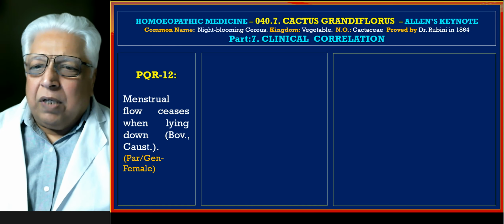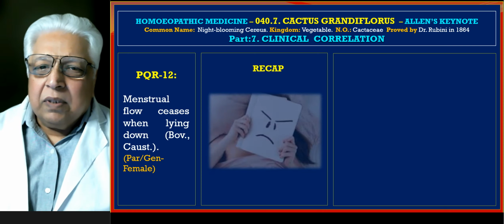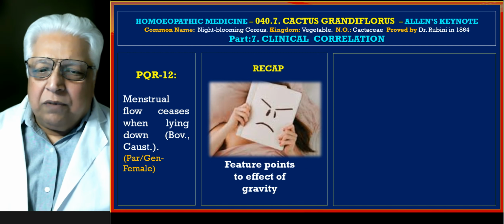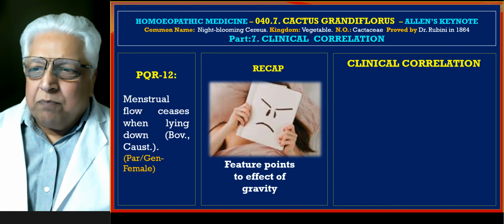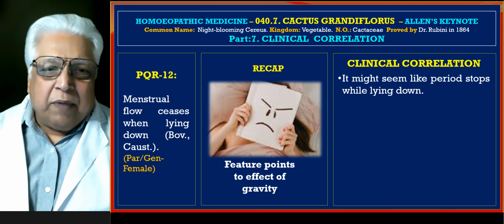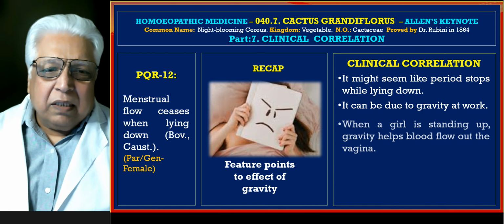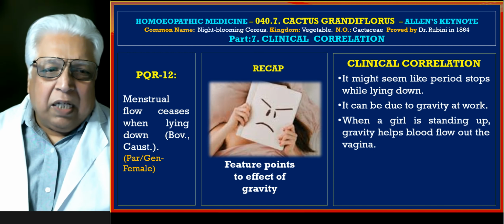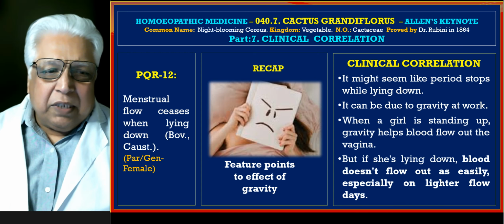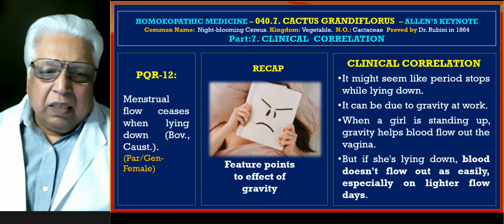Friends, we go to the PQR12. Menstrual flow ceases when lying down. We have similar remedies, Bovista and Causticum. Let us recall, features point to effect of gravity. That is the most probable explanation we have in this particular case. It might seem like the period stops while lying down. However, it can be due to gravity at work. When the girl is standing up, the gravity helps blood flow out of the vagina. But if she is lying down, blood doesn't flow out of the vagina or uterus so easily, and especially if the flow is lighter.